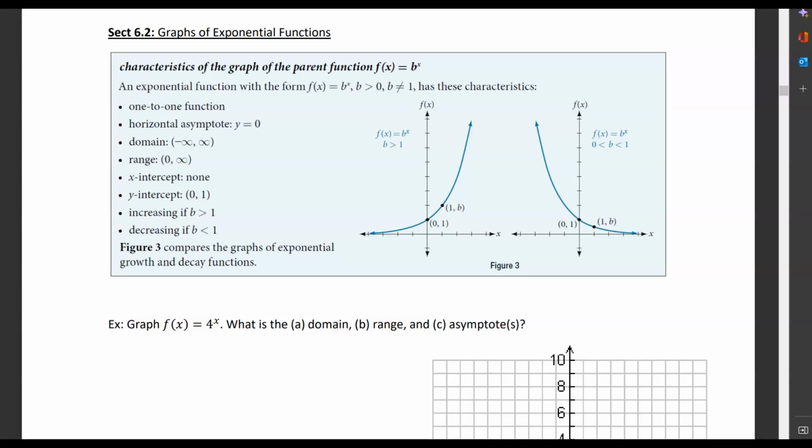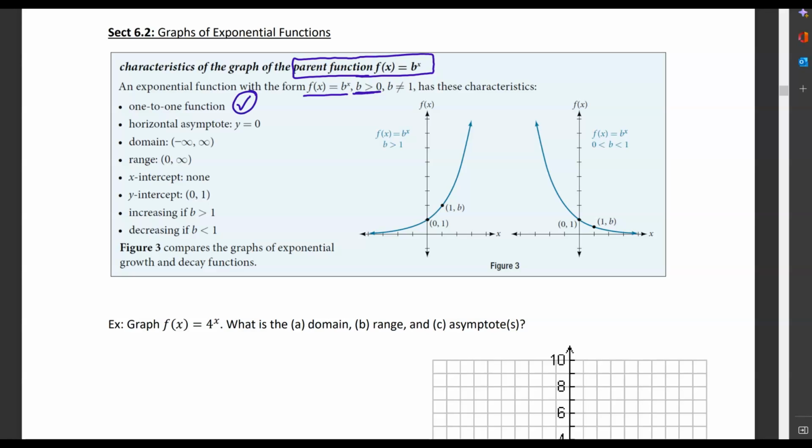Okay, class, in section 6.2, we're looking at graphs of exponential functions. So the characteristics of a graph of the parent function, f of x equals b to the x, right? An exponential function of the form f of x equals b^x, so remember our variable is in the exponent, with b greater than 0 and b not equal to 1, has these characteristics. So first, it's going to be a one-to-one function, okay?